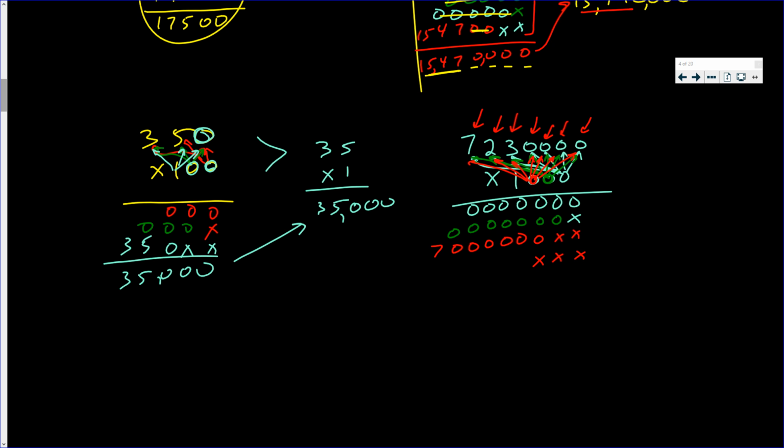And then do 1 times 0, 1 times 0, 1 times 0, and 1 times 0. That's 4 zeros. And then do 1 times 3. Obviously, I have a mistake. 1 times 2 and 1 times 7. This is very easy to make a mistake. When I took this 0 and I multiplied it by 7, somehow I put down 7. It's 0.